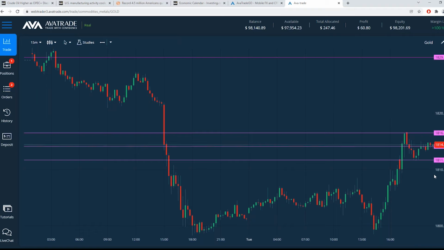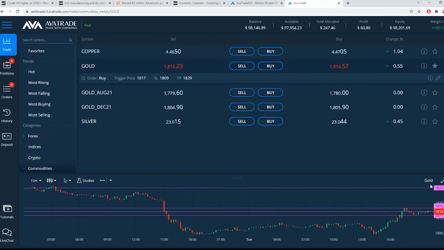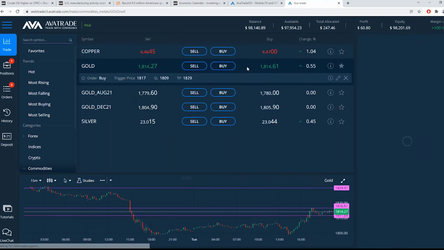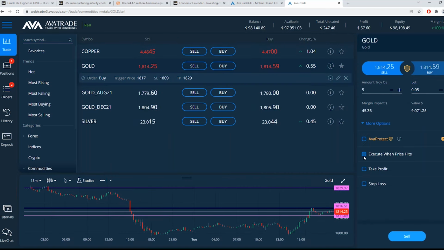Okay, now the same thing. What if, instead of breaking up, it breaks down and breaks below the support? Well, then we sell, right? And so entry point below 18.11. So let me minimize this. And let's go to gold and say, okay, sell. Execute when price hits. If it drops below this, let me expand that.